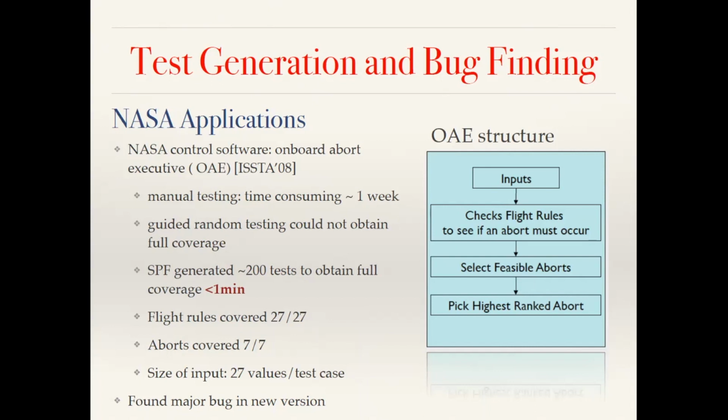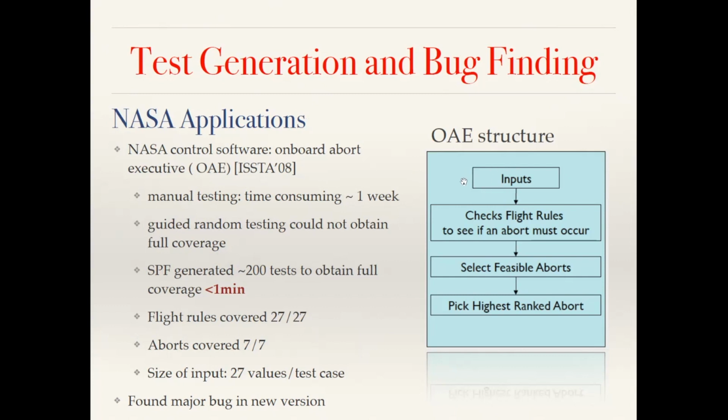So this is one application, test generation and bug finding, and this is one of the earlier success stories. So we analyzed the prototype of a component of NASA control software called Onboard Abort Executive, or OAE. This piece of code was initially written in C++, but then somebody translated it into Java.